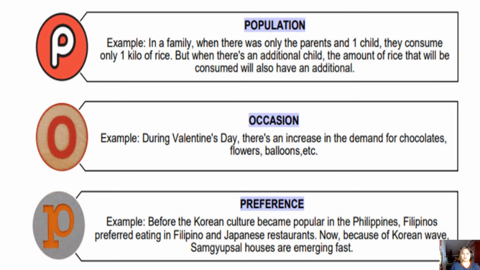And next one, we have preference. This one is observable here in the Philippines. With the rise of Hallyu or Korean wave, more and more Filipinos are becoming inclined to Korean culture. That is why there's a rise in the number of Korean restaurants, like samgyeopsal houses. So that is an example of preference. When we are inclined to a particular stuff or thing, then the demand for that particular item increases.